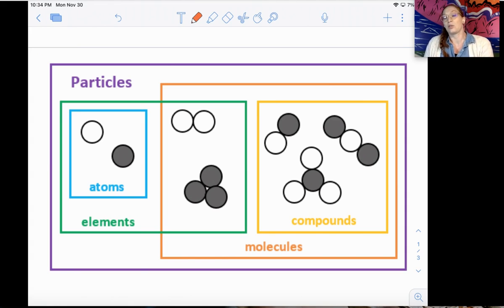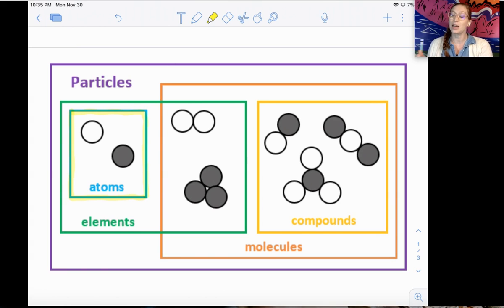So these are color coded here. You'll see that our largest rectangle is in purple, and that's going to represent overall generally different types of particles. Okay, if we go further in, we can look and see some of these examples of these different types of pure substances. So I'm going to go here with our atoms. Okay, over here on the left-hand side, we can see that our atoms are going to be individual circles representing individual particles of an element.